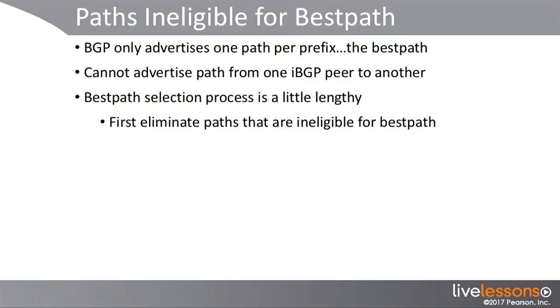Now that we have learned about the best path selection algorithm, let's see how we can use the algorithm and understand how to troubleshoot the best path selection process. The important factor before we get into troubleshooting is to remember a few points wherein the best path selection process eliminates the paths which are ineligible for best path.